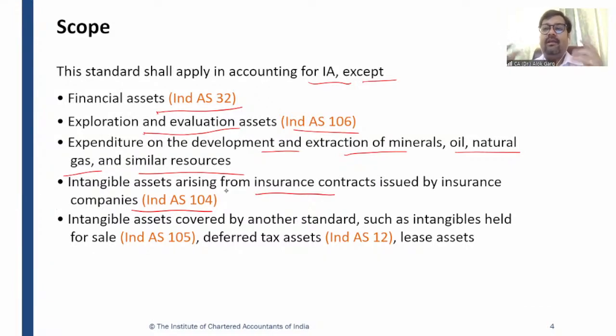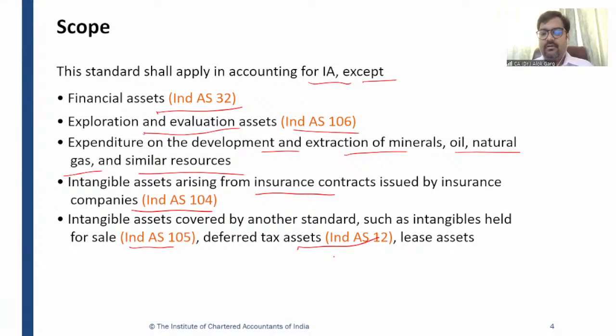They have acquired the spectrum license for rendering the telecom services, right? But they become bankrupt, they become insolvent. So that is why they want to sell these assets, right? So once they want to sell these assets, it will be classified as held for sale, right?